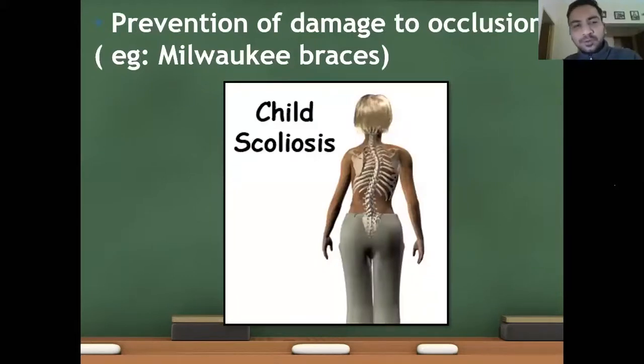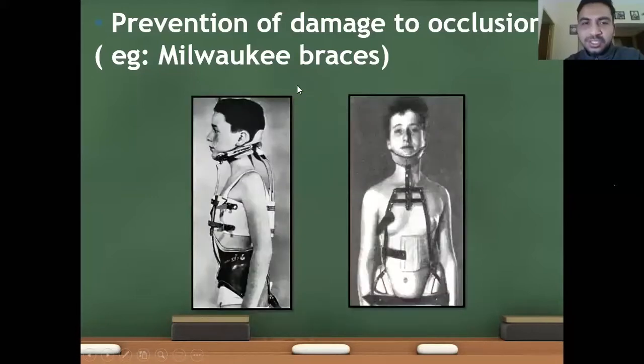This is another important point, that is the use of Milwaukee braces. You can see in this child, the child is suffering from scoliosis, meaning the lateral bending of the spine. So when a child suffers from scoliosis, one of the treatment options is Milwaukee brace. I don't know if this is being used these days, but we have to discuss this. So to prevent the bending of the back or the spine, the orthopedicians prescribe Milwaukee braces.